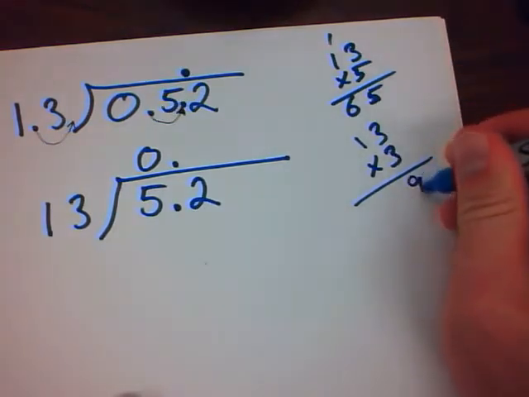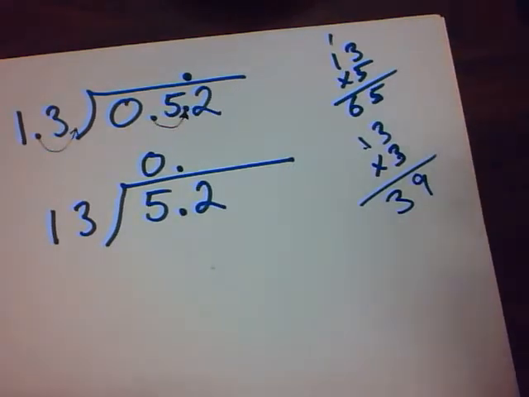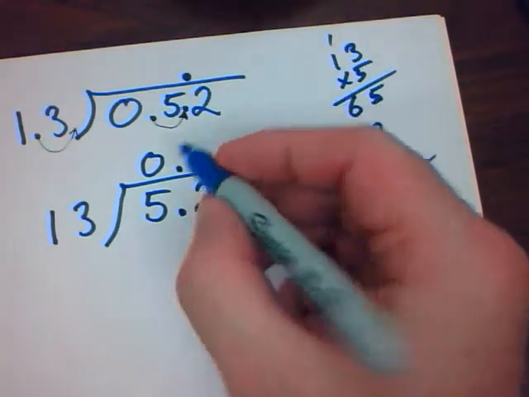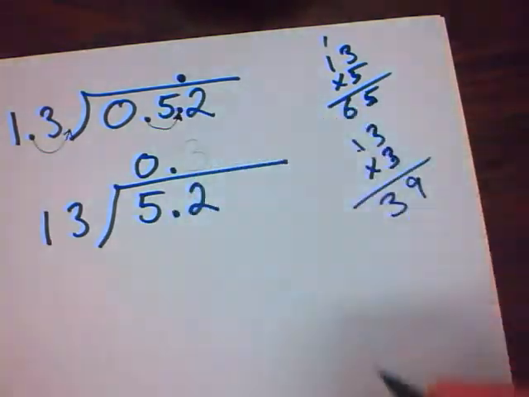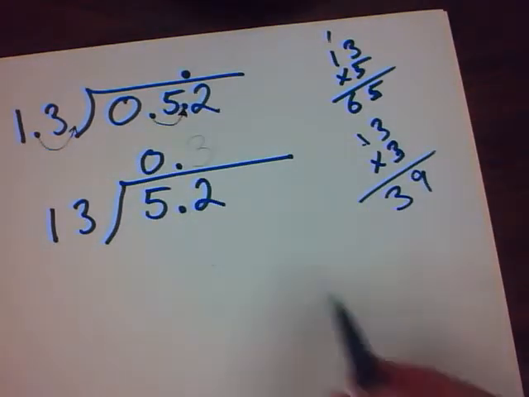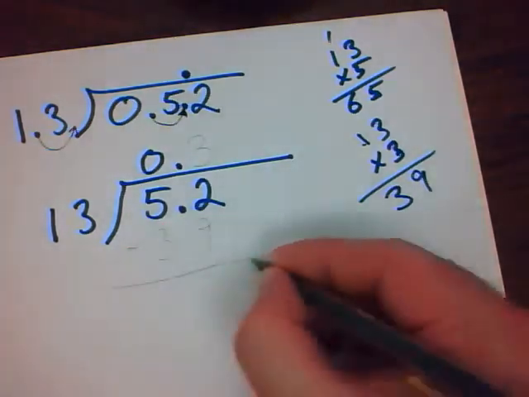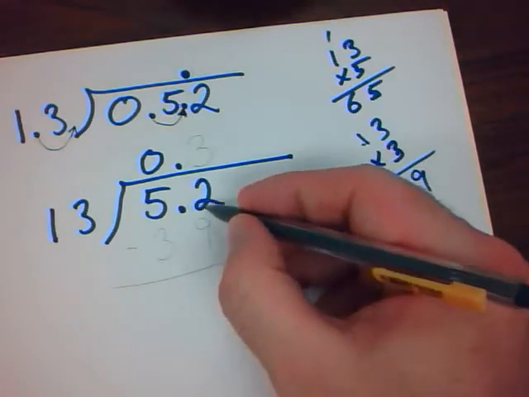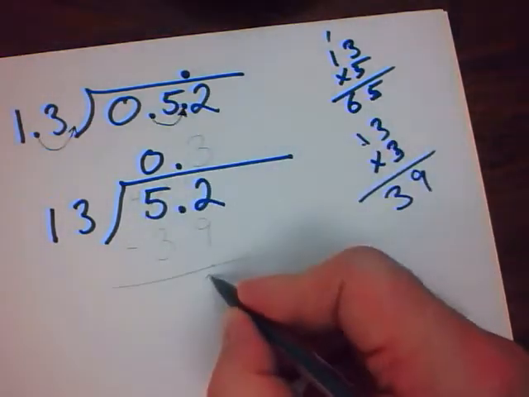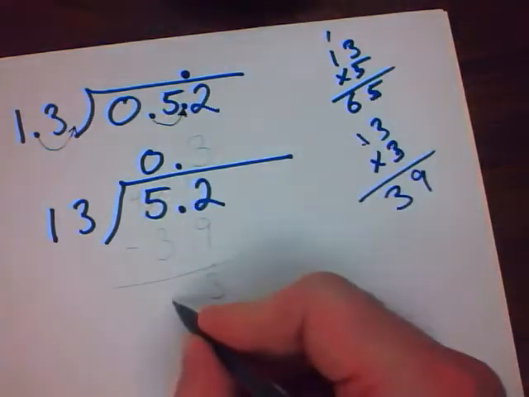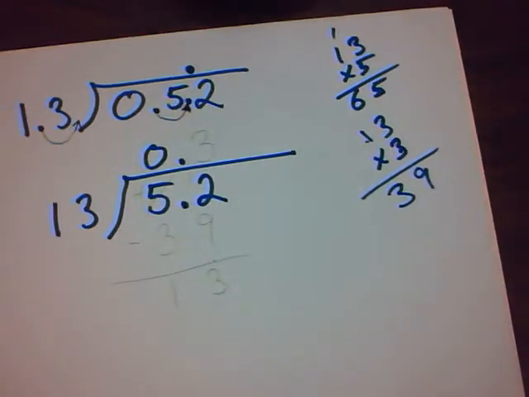3 times 3 is 9. 1 times 3 is 3, so 39. Oh, that'll work nicely. So, here I go. I'll do 3. And because I know of the mistake I'm making, I'll just switch into pencil so I can erase it in a minute. 3 times 13 is 39. And I'm going to subtract. 9 into 2 doesn't work. I need to borrow. 9 into 12 gives me 3. 4 from 3 gives me 13. Excellent! No, that's not excellent.